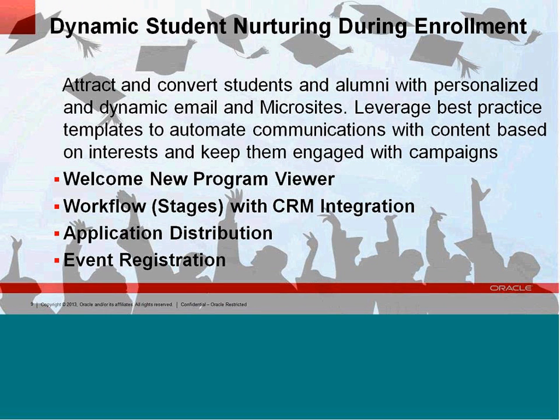We can look at dynamic student nurturing during enrollment. We can attract and convert students and alumni with personalized and dynamic email and microsites. So really what that means is that we could have one campaign, but that one campaign can have several different messages based on the recipient. So if I want to send out a certain message to a certain student in a campaign that is also going to send out a piece of information to a student that has a little bit of a different interest, as far as maybe a program or a start date, I can launch one campaign, but also make sure that the content is dynamic, so it changes based on who our audience is.